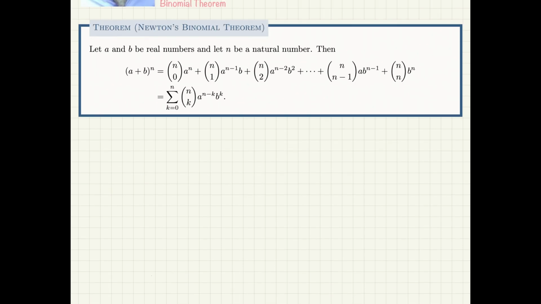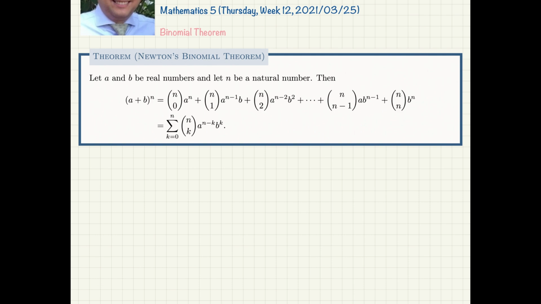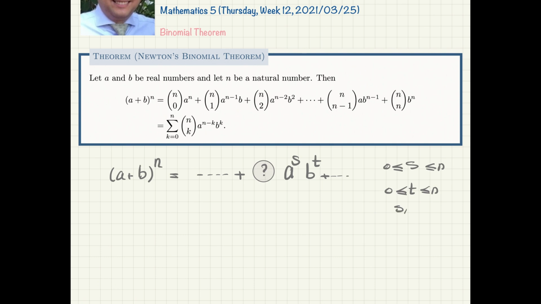So in principle, if I want to answer this question, a plus b to the power n is some expansion. We have a coefficient here, and then we have a to the power s and b to the power t. So let me write it again, the same thing. What we know is that s is somewhere between 0 and n, t is somewhere between 0 and n, s and t are integers, and more importantly, s plus t is equal to n.